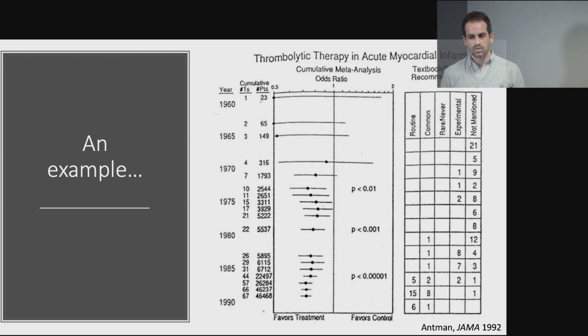So probably doing a systematic review in 1980 would have been enough, for example, to establish the treatment as a good treatment for myocardial infarction. And so all those patients that followed would not have been randomized, and so half of them would not have received a placebo.